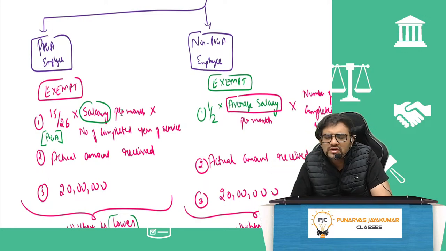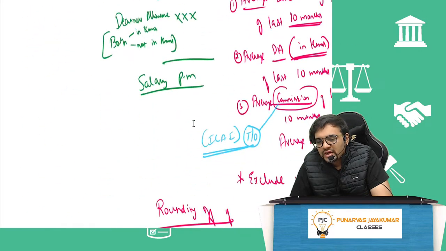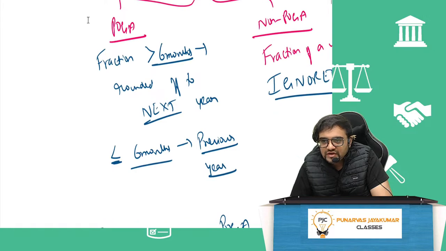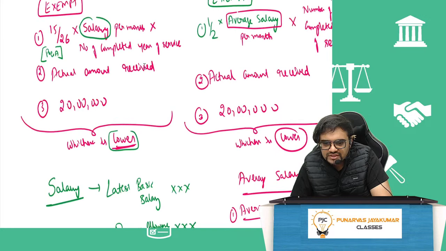The basis of what they were trying to say was: take at least half a month's salary for every year you completed. And also, since you are covered by POGA, I will give you this benefit: if it is more than 6 months, I will round it off to the next year. Apart from this, these two are the same, only the first item changes.